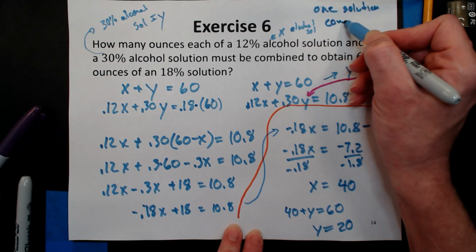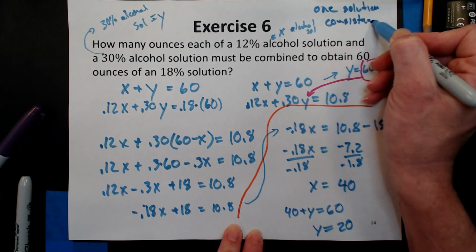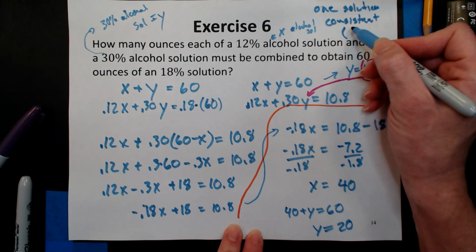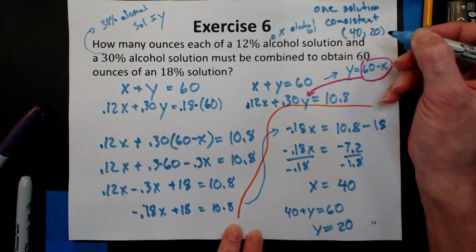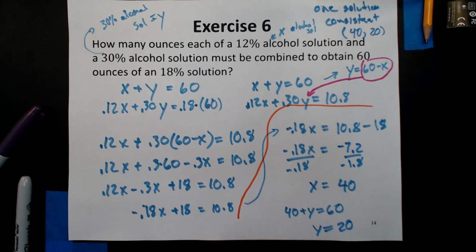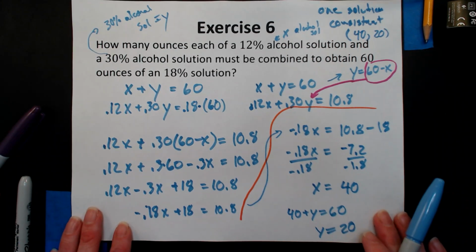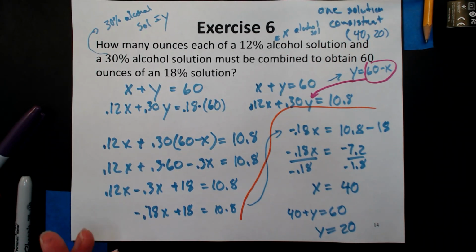So my answer is one solution. It's consistent. And it's going to be 40 for x and 20 for y. And that's your answer. One thing I want to mention real quick is non-negative constraints.